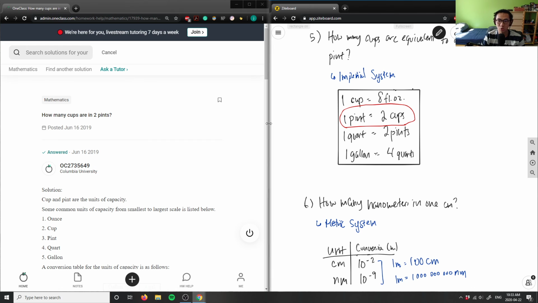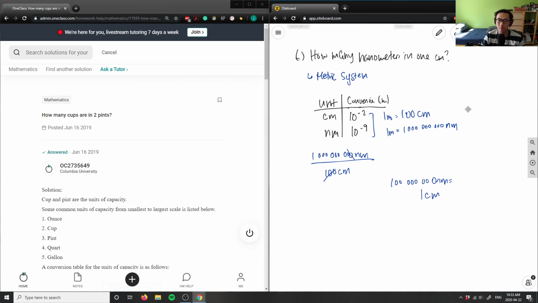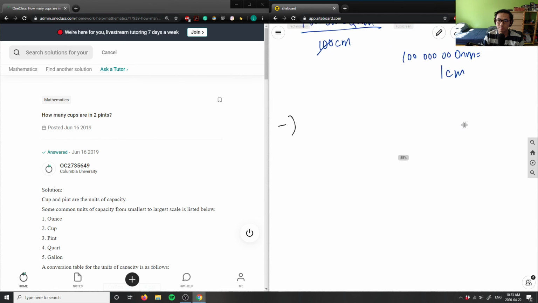It says, how many cups are in 2 pints? So I'm going to copy this. 1 pint equals 2 cups, right? I know that 1 pint here equals 2 cups.